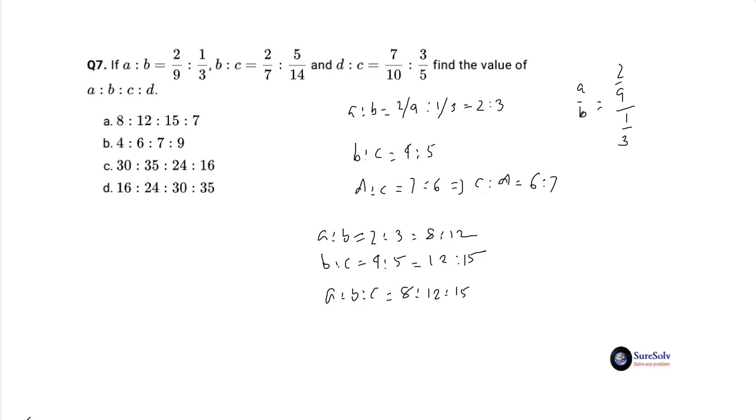At the last stage, you will join this with C is to D equal to 6 is to 7. Common variable between A is to B is to C and C is to D is C with values 15 and 6 respectively. Convert both the ratios so that C value becomes equal to the LCM 30 of 15 and 6. So the ratio values are changed to A is to B is to C equal to 16 is to 24 is to 30, and C is to D equal to 30 is to 35.